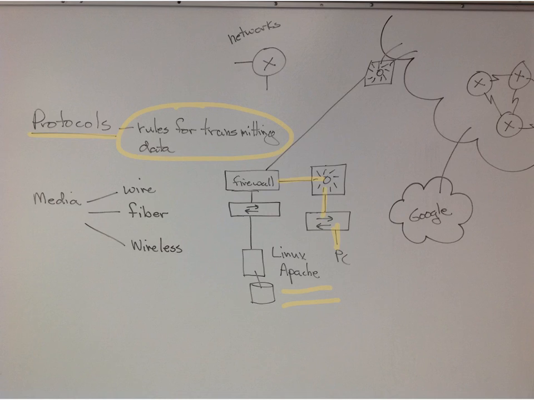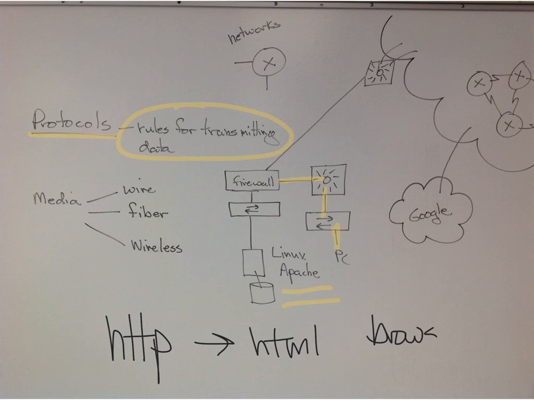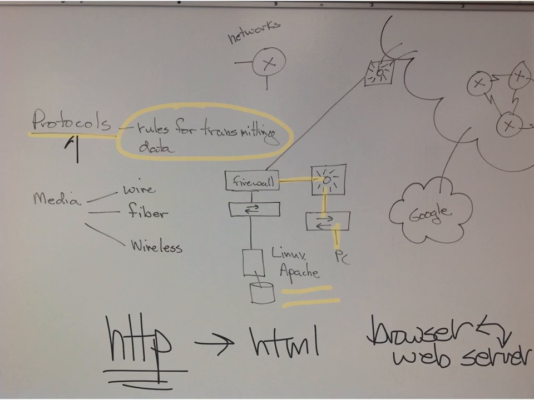So let me just give an example. Hypertext Transfer Protocol. That allows us to send HTML files between, let's say, a browser and a web server. That way people can design browsers to communicate with web servers, and web servers can communicate with browsers because they're using the same protocol. How that information moves between devices.